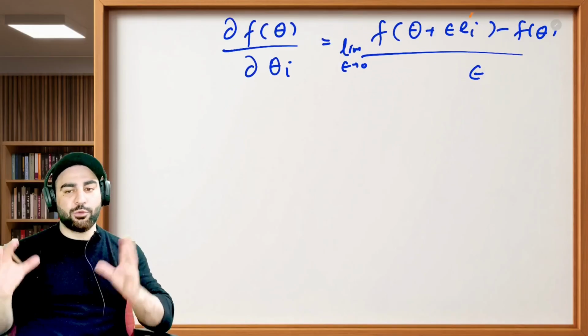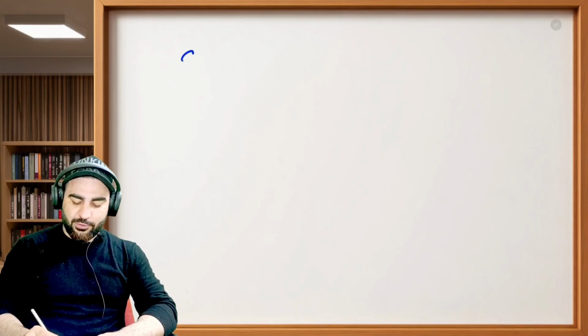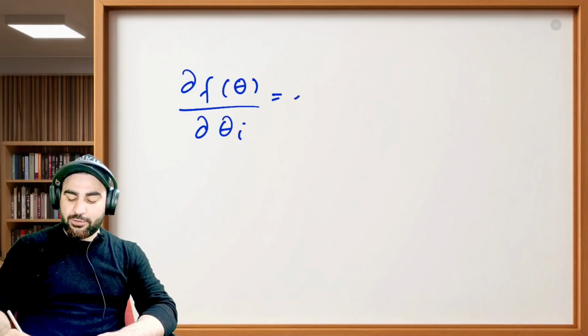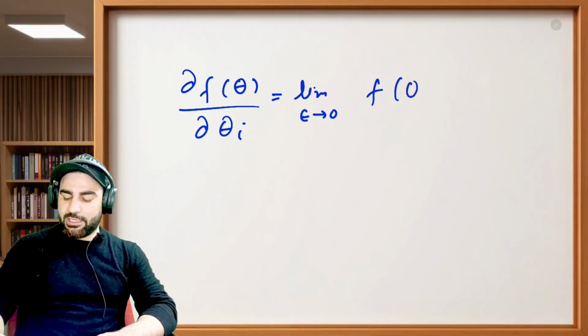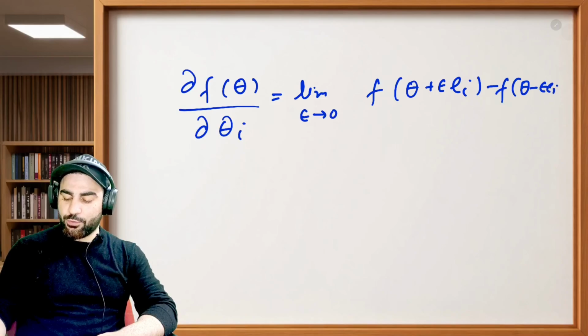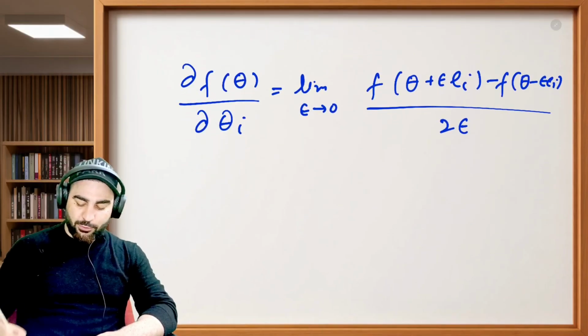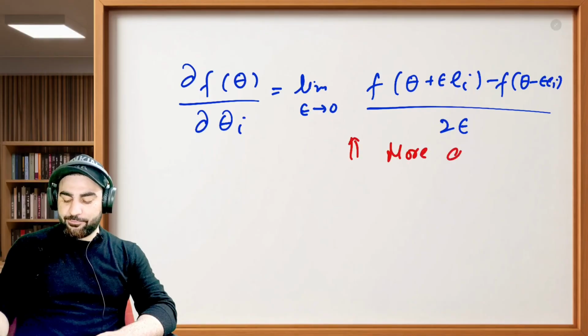Similarly, if you have to use the two difference method, which reduces error, you take the derivative of f of theta with respect to theta i, as in this case. We take two differences, with the limit as epsilon goes to 0, of f of theta plus epsilon e_i minus f of theta minus epsilon e_i, divided by 2 epsilon. So this is the two difference method, which is more accurate and gives more accurate results.